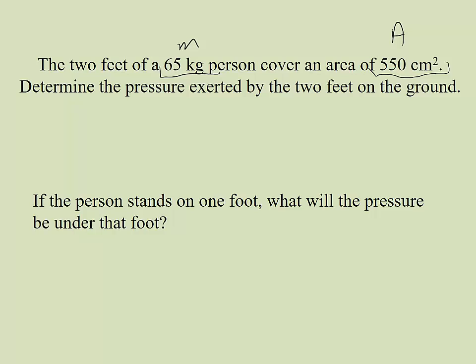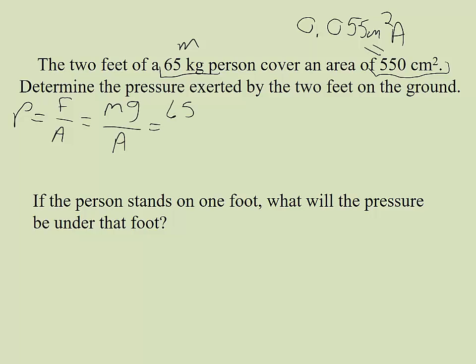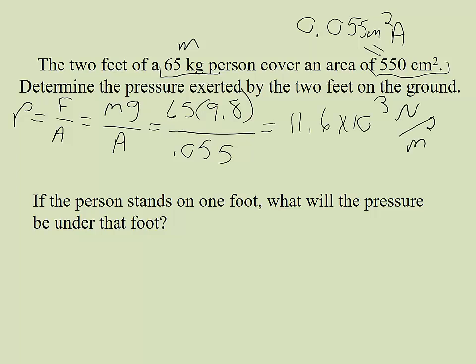We need to change that square centimeters to square meters. And centimeters squared to meters squared means we need to divide. So 550 square centimeters becomes 0.055 square meters. Pressure is the force per area, which remember is mg over A. So 65 times 9.8 over 0.055. So the pressure from the 65 kilogram person is 11.6 times 10 to the third newtons per square meter.